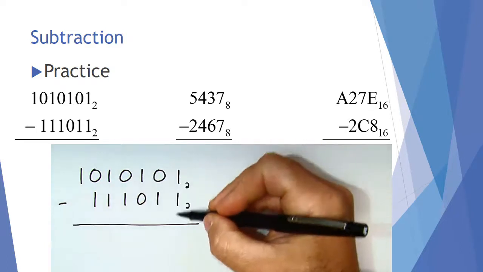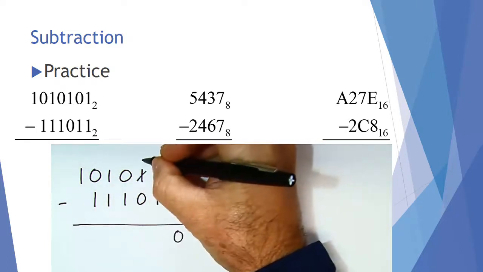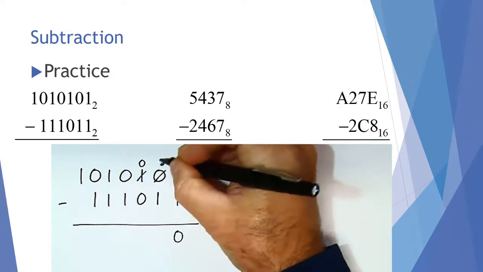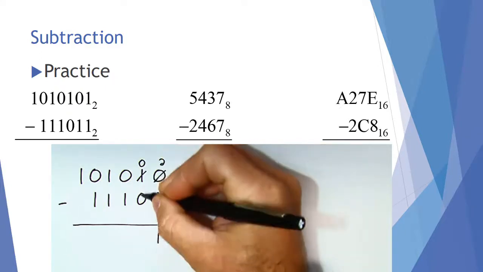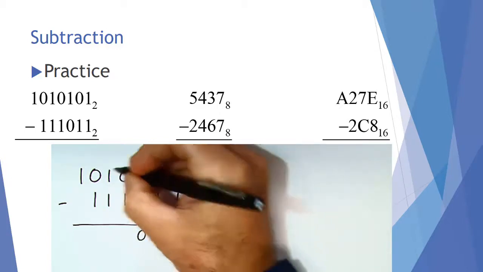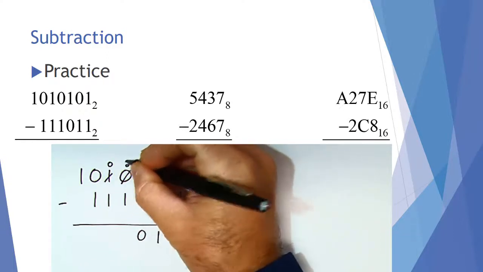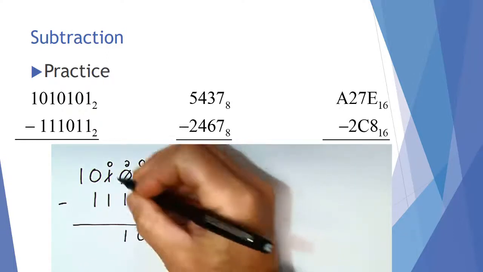Okay, here we go. 1 minus 1, that's 0. 0 minus 1, we're going to have to borrow. That'll become a 2. 2 minus 1 is 1. 0 minus 0 is 0. 0 minus 1, we can't do that. We're going to have to borrow again. That's going to become a 0. This will become a 2. 2 minus 1 is 1.